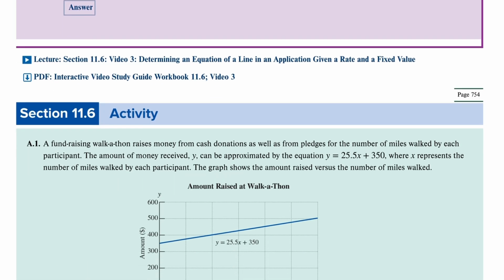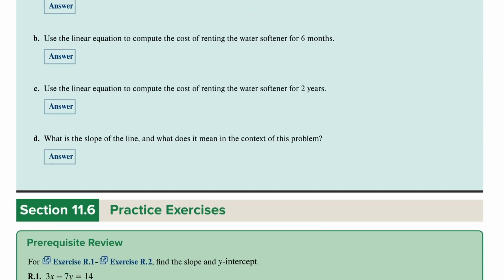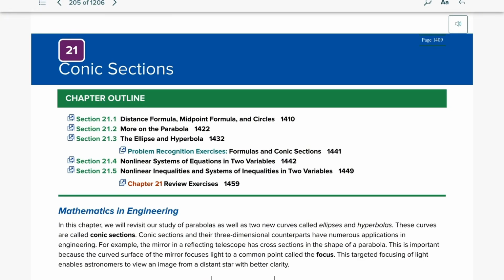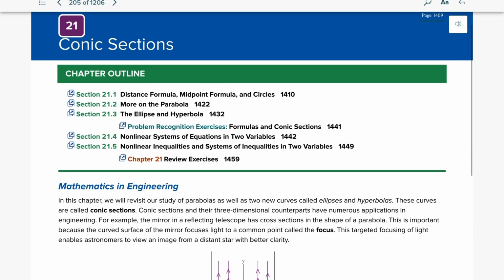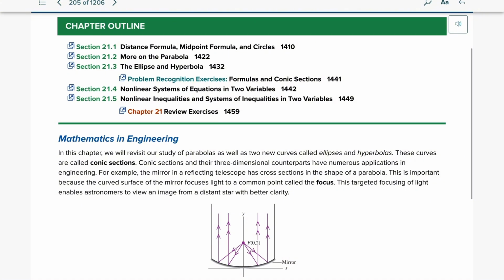Okay, and then there's an activity that you can go over, and then of course there are some practice exercises. And for your last section in the homework 21.1, we're talking about distance formula, midpoint formula, and circles. So you went over some square root problems. You did Pythagorean theorem, and then you start to move into other things that are close to geometry, trigonometry, and actual engineering problems. So you can read over those.